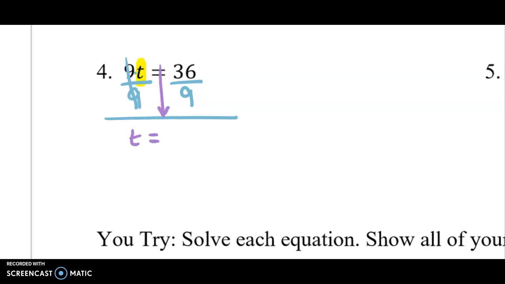Bring down the equal sign. 36 divided by 9 is 4.